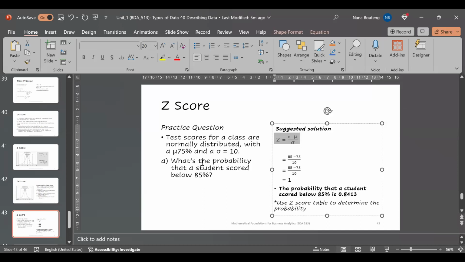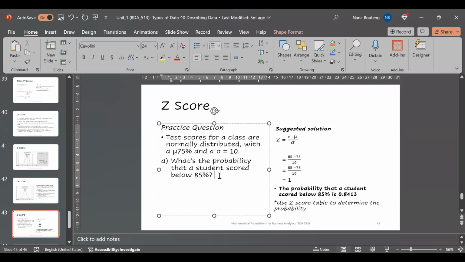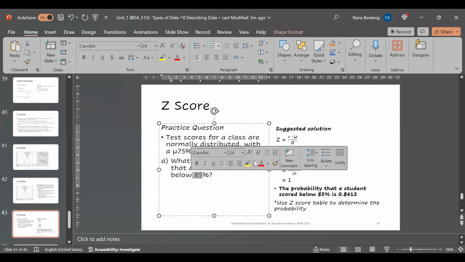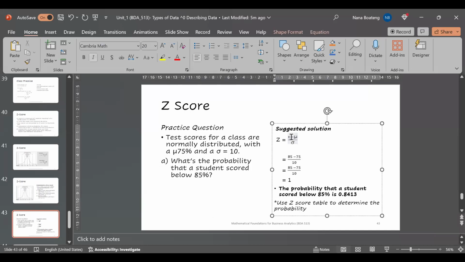So now we are interested in the probability that a student got below 85%, and then work out the probability that somebody got below that. So what you do is that you take the actual number of 85% and put it in place of the X. So that's what we have down here: 85 minus the mean. The difference is the error, or the distance from the mean.